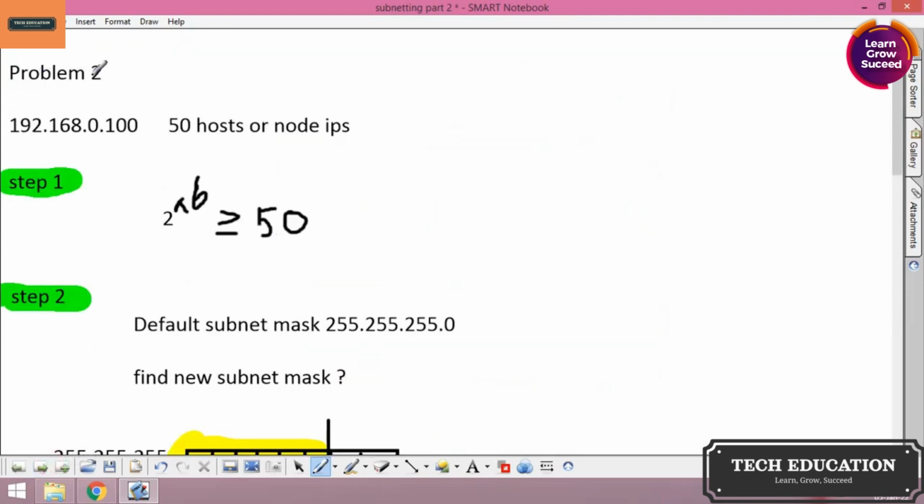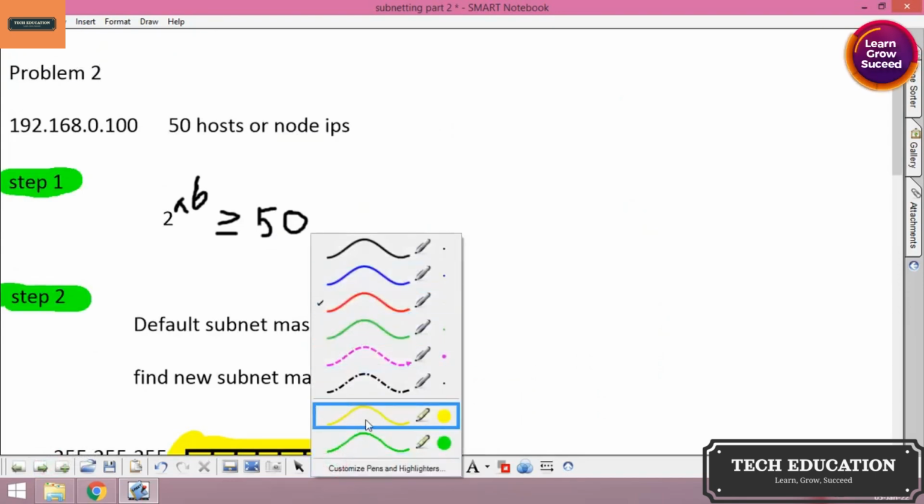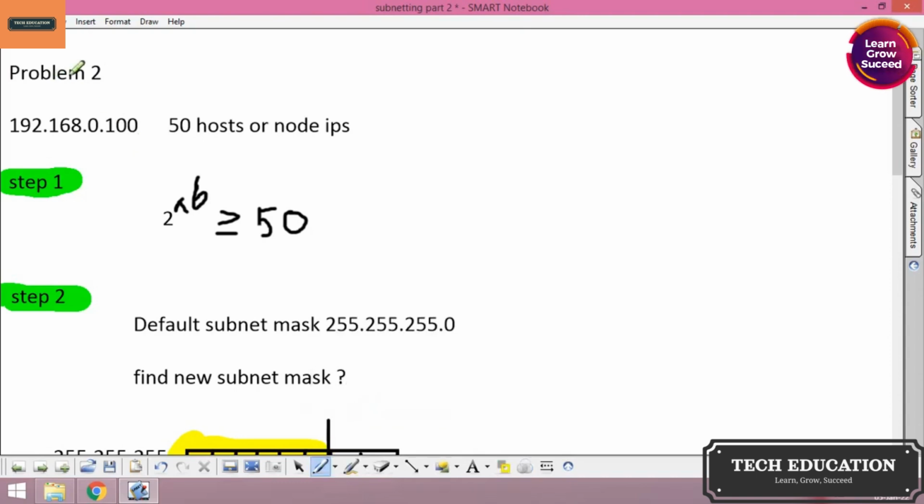So this is problem 2. This is the host method. So in the host method, this is a sum: 192.168.0.100, 50 hosts or 50 node IP addresses. We can get 50 IP addresses. This is an IPv4, this is a class C IP address. Class C range is 192.